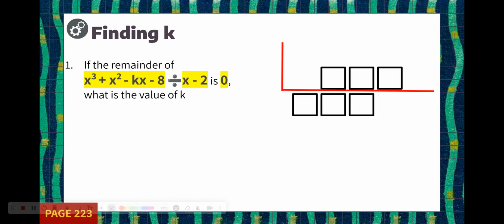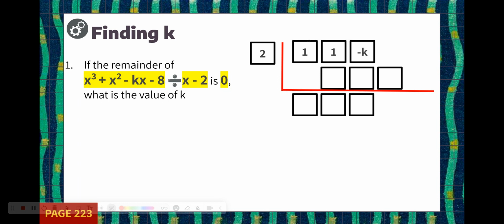Now, finding k. If the remainder of x cubed plus x squared minus kx minus 8 divided by x minus 2 is 0, what is the value of k? So, same thing that we're gonna do. We're gonna provide a divisor here, which is positive 2. And then we're gonna provide all the coefficients here. Let's start with 1, followed by 1 again, and then negative k, and then negative 8.